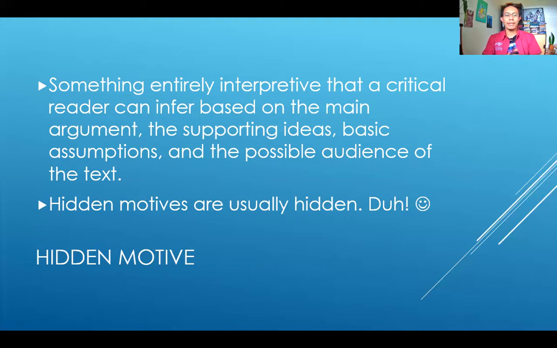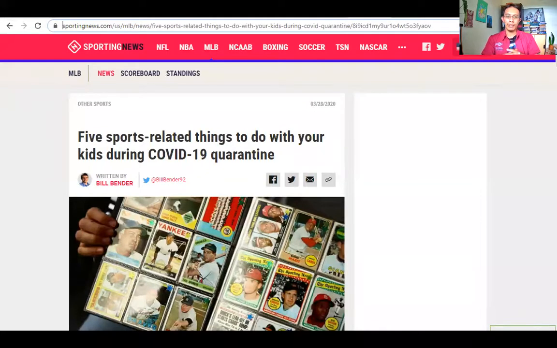Now, to be clear, let me give you one example. So last week you read this article, right? You read about 5 sport related activities that we can do during the quarantine. And you have given me your opinion about it. You gave me your opinion about what type of essay it is and what are the 5 sports and so on. And you already have given your opinion of your friends' analysis of the text. Now, let us go further by asking the hidden motive of this text.